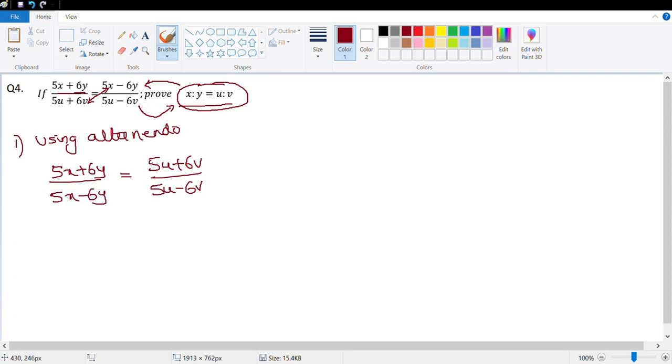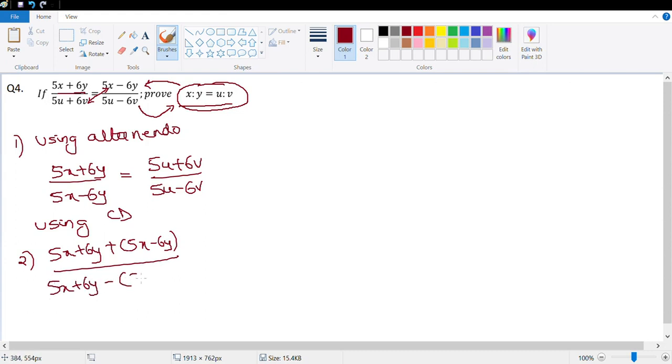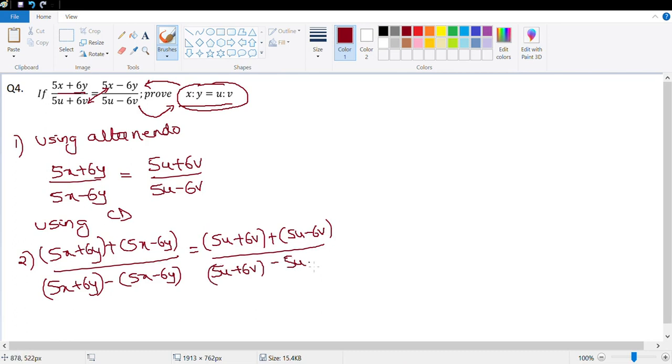So now let's try and use componendo and dividendo because we have plus and minus both. So using componendo and dividendo, we get 5x plus 6y plus 5x minus 6y upon 5x plus 6y minus 5x minus 6y, right? Numerator plus denominator upon numerator minus denominator. Same thing on the right hand side, 5u plus 6v plus 5u minus 6v. In the denominator, 5u plus 6v minus 5u minus 6v.